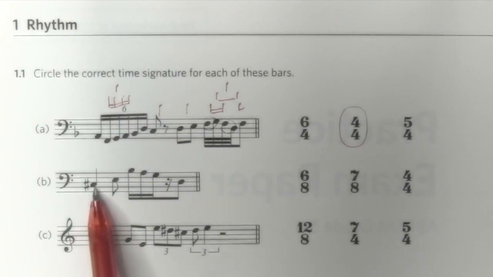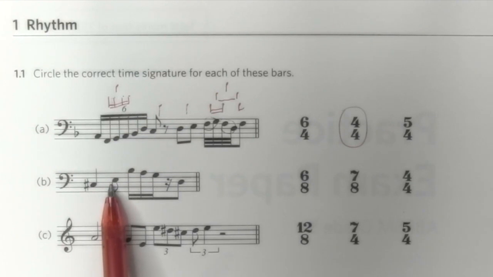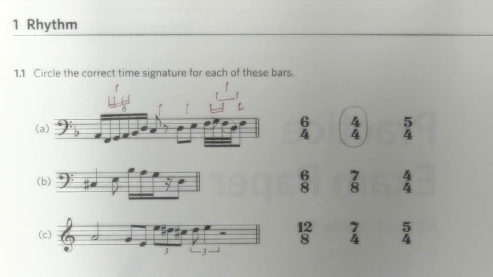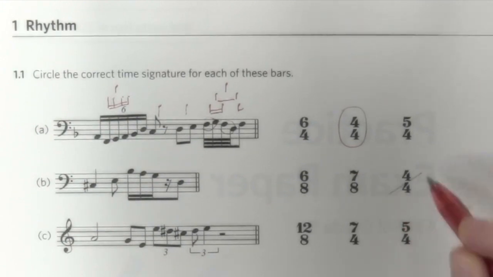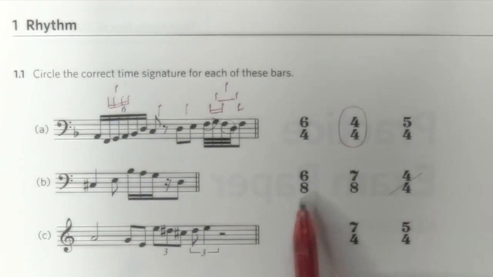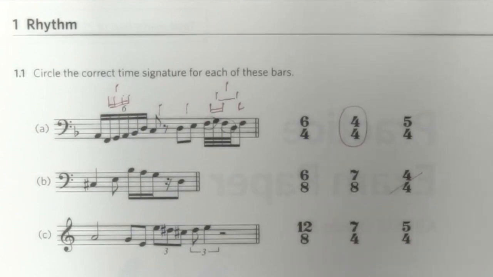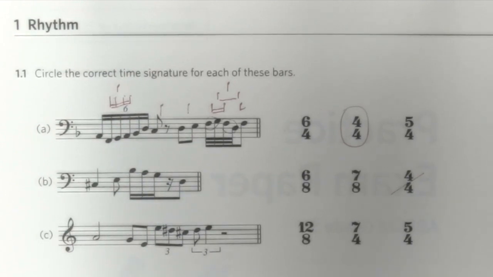When we have one crotchet and one quaver, it's very likely that we are in compound time. So we can exclude 4/4, and the remainder are both possible. One is 6/8, one is 7/8. So we only need to answer this question. Do we have six quavers or seven quavers in this bar? We shall count.